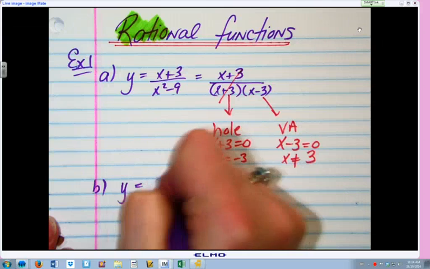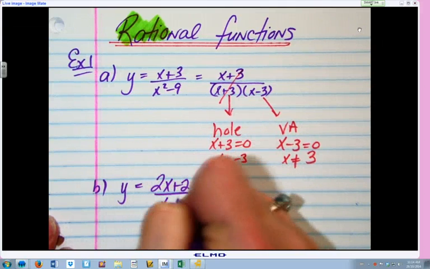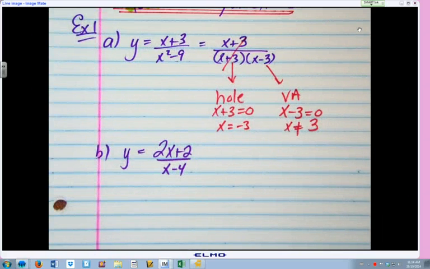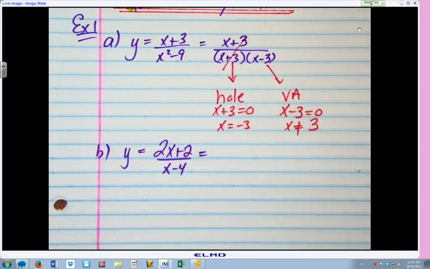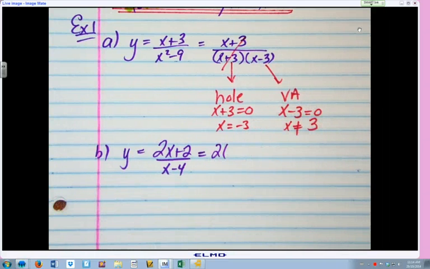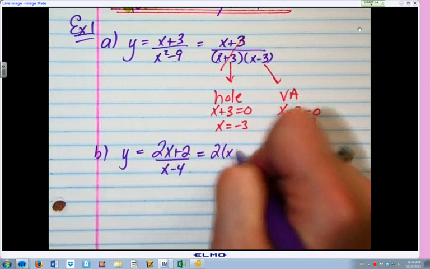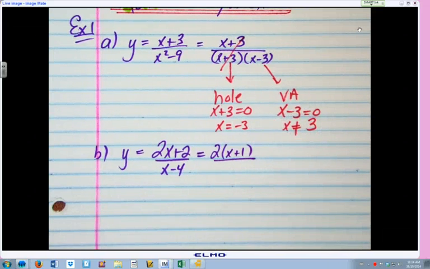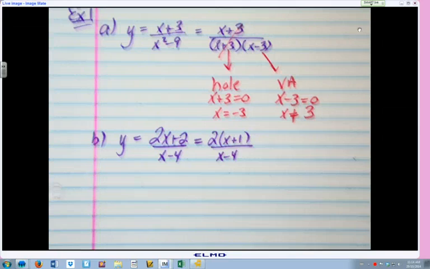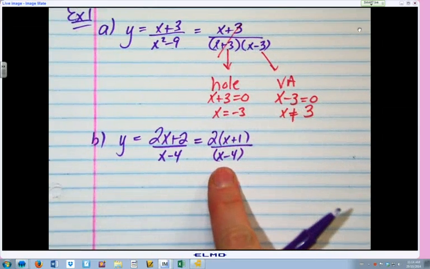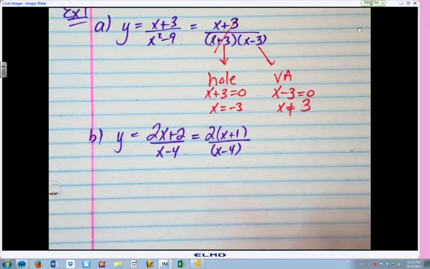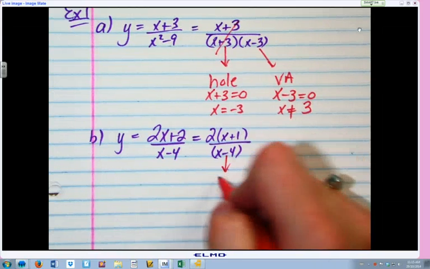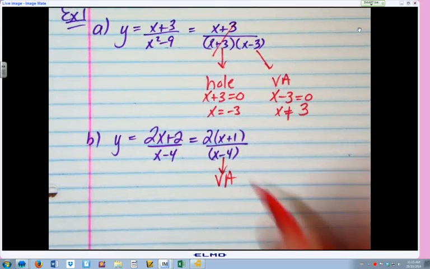Okay, y equals 2x plus 2 over x minus 4. Can I factor? Where? Okay, what can I take out of it? Okay. Can I factor the bottom? Nope. Some visual people, they like to put the brackets around the bottom because it helps them seeing the canceling. If you need to do that, great. If you don't, that's fine too. Can I cancel? What does that tell us about the bottom? It's a vertical asymptote. And where is it located?